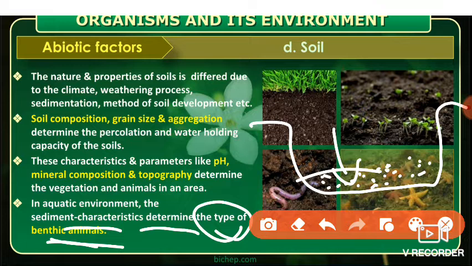Okay students, this completes the abiotic factors. What we studied mainly in abiotic factors: we studied temperature, water, light, and soil. These are very important and very basic abiotic factors. I think you understood about light and soil.